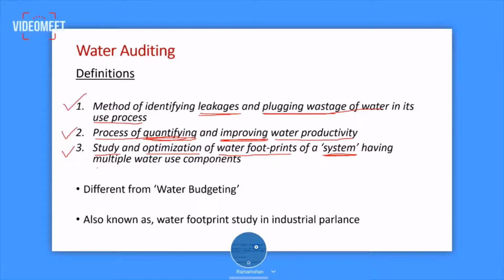And then there is a term called water footprint. It is similar to water productivity. Water footprint may be defined as how much water is required to produce a good, how much water is required to produce a certain amount of food grain. 1 kg of, say, rice requires so much water. That means the water footprint of this rice is so much.